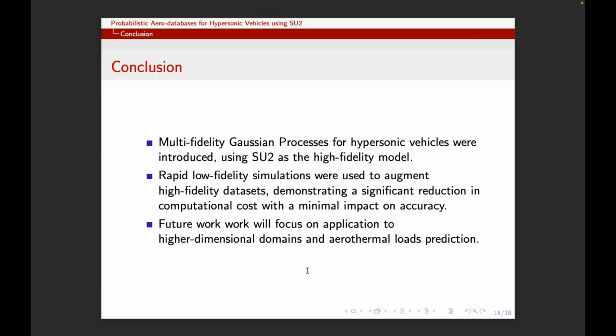So in conclusion, we've used these multi-fidelity Gaussian processes for hypersonic vehicles using SU2 as the high fidelity model. We saw that using low fidelity simulations to augment high fidelity data sets gave us a significant reduction in computational cost and accuracy. This is obviously a very simple example, so we're working to build up larger databases, sweeping over a higher number of dimensions. And we're also interested in aerothermal loads prediction. So this is going to be looking at high fidelity modeling of aerothermal phenomena, catalytic heating, et cetera. And that's something we're interested in exploring further as well.